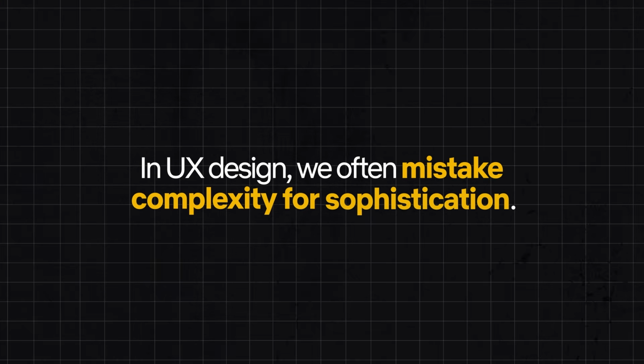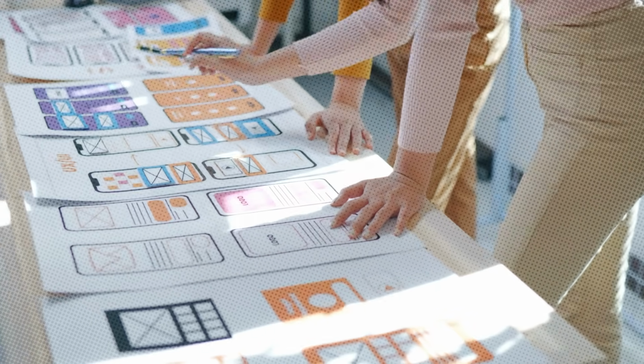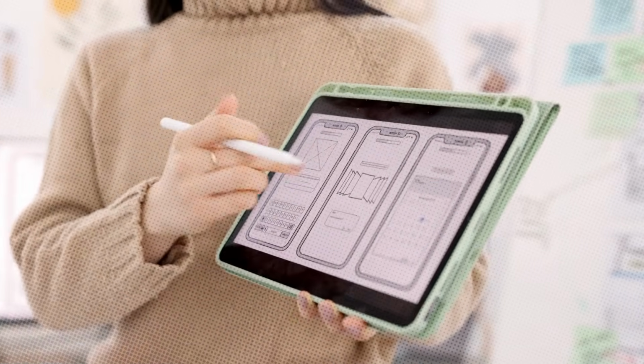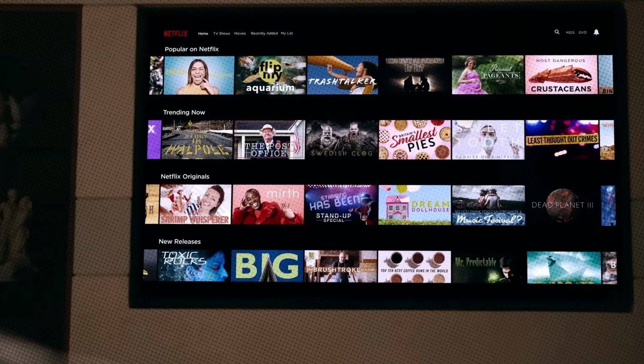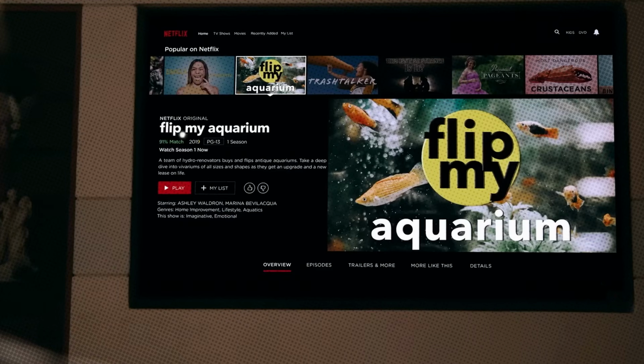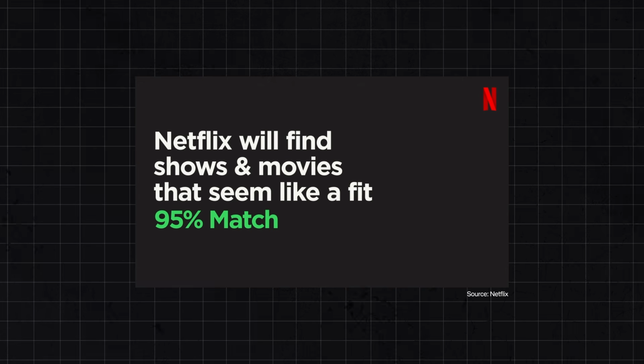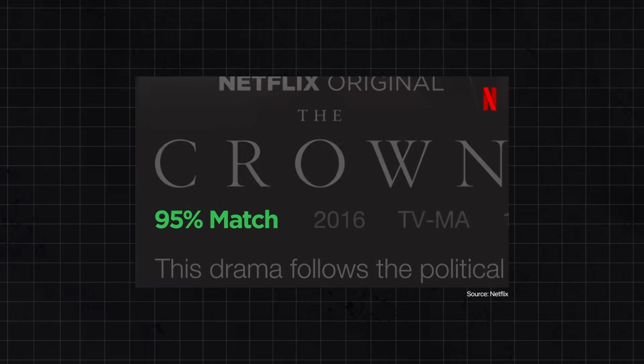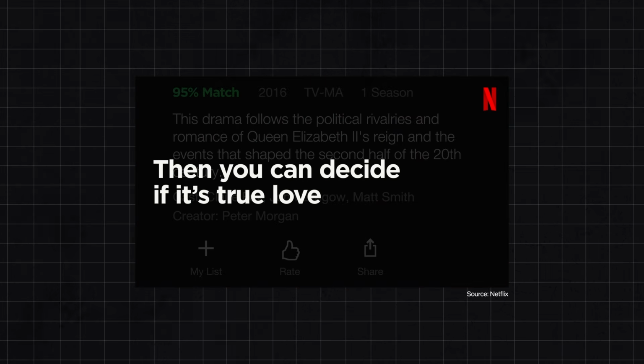In UX design, we often mistake complexity for sophistication. We think the more options, the more granularity, the better the design. But in reality, simplicity always beats complexity. Always. And for Netflix, this wasn't just about increased engagement rates. They made another change, which was quite simple but profound. Instead of showing a user the star rating, which they completely removed, they started showing the user a percentage match.